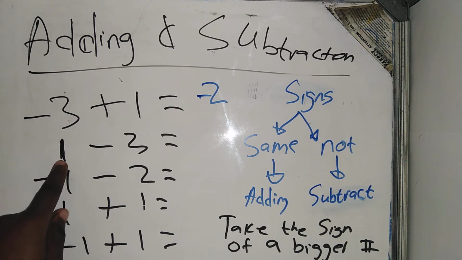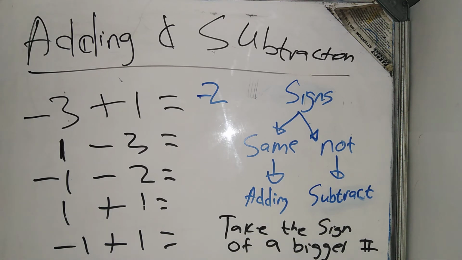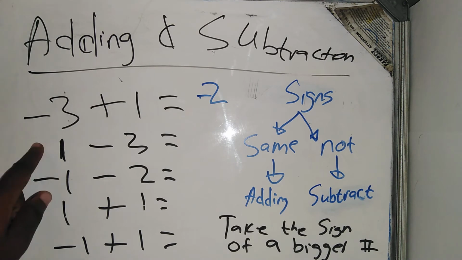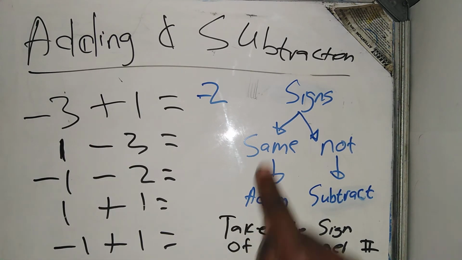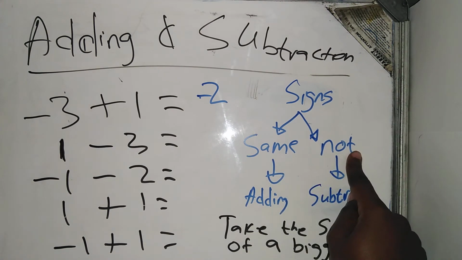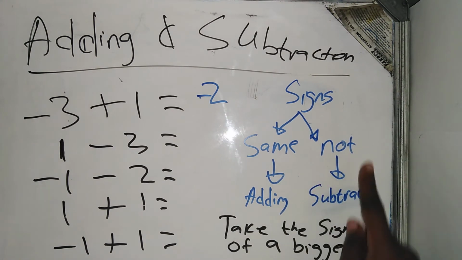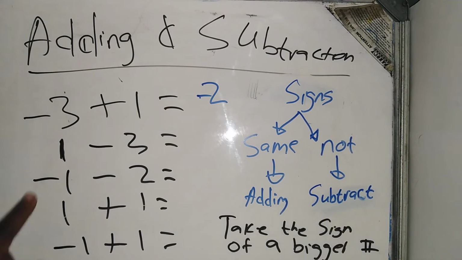What is the sign of 1? Guys, here there is no sign. So whenever there is no sign, you must know that there is an invisible sign, which is positive. So there is positive here and this one is negative. Is it same or not the same? It is same. I'm talking nonsense. It is not the same. So if it's not the same, what do I do? I subtract. Okay, so 3 minus 1, what do we get?